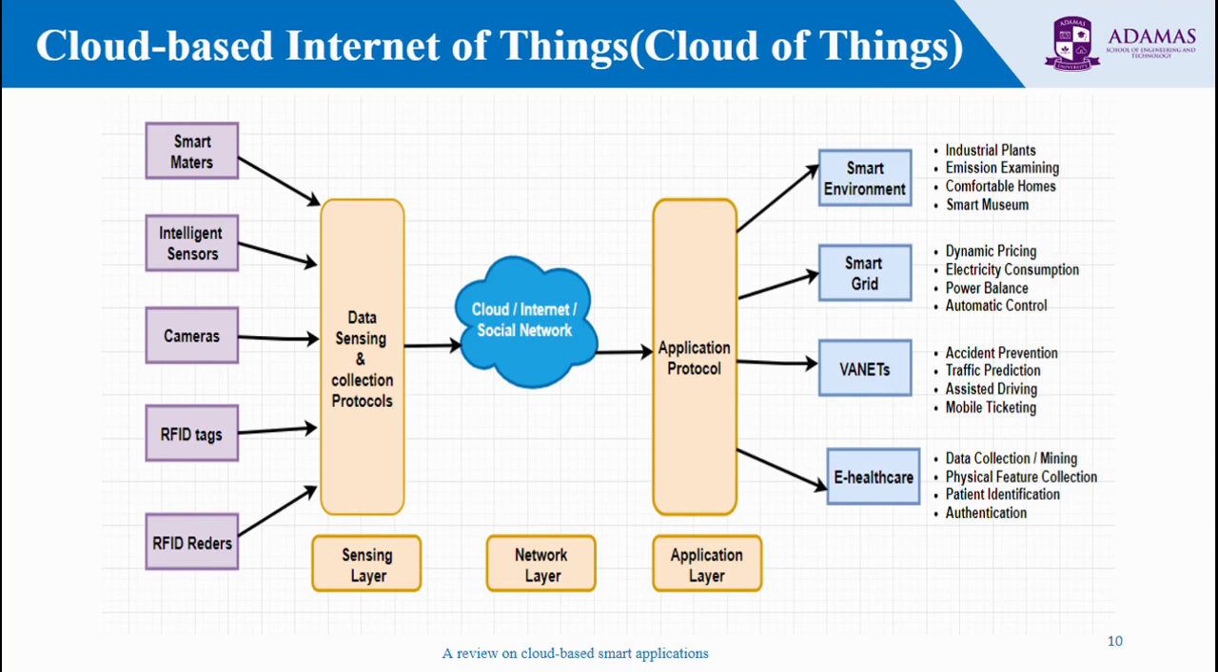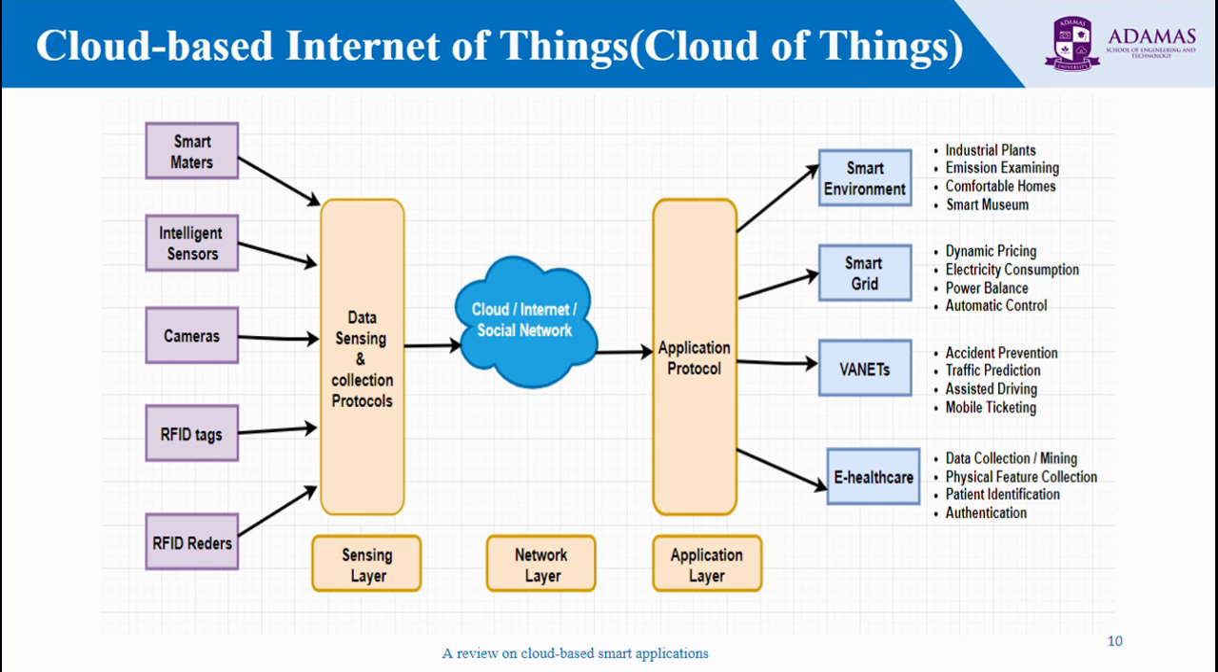This is the architecture of cloud-based Internet of Things, which we can say cloud of things. We have the IoT architecture layers: sensing layer, network layer, application layer. On top of it, we have the features which cloud gives us. On the sensing layer, we have data sensing and collection protocols which incorporate the cameras, RFID tags, and intelligent sensors.